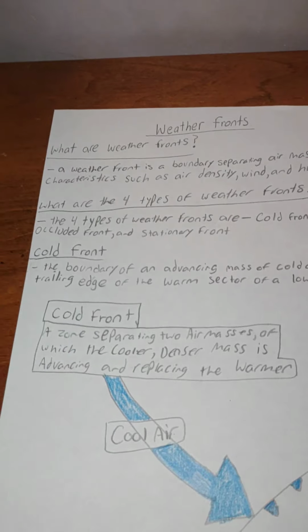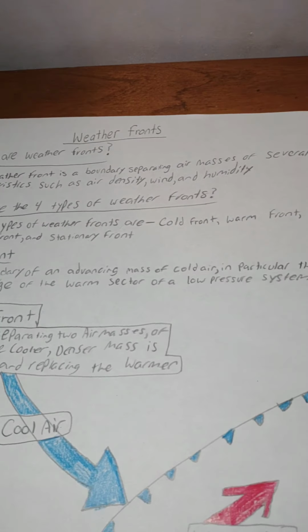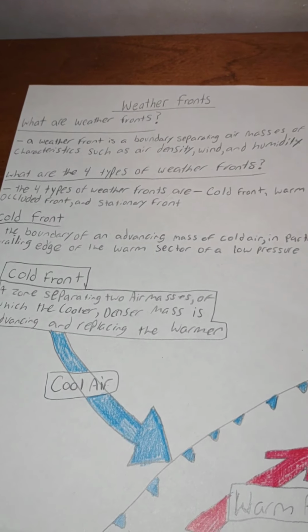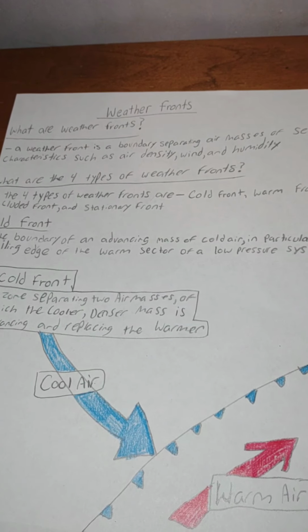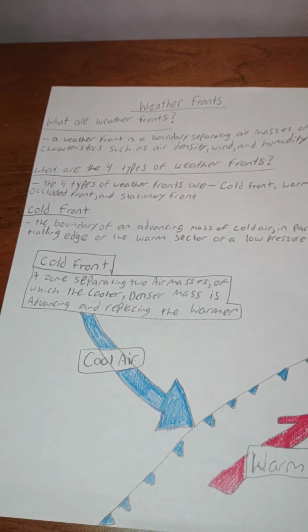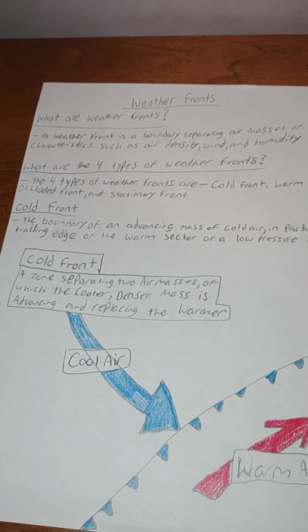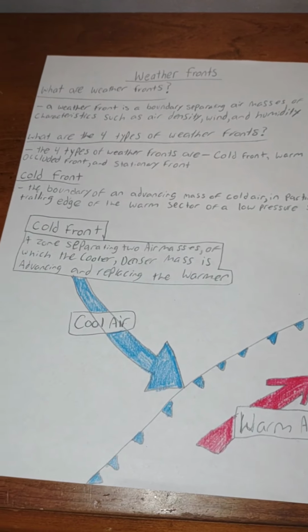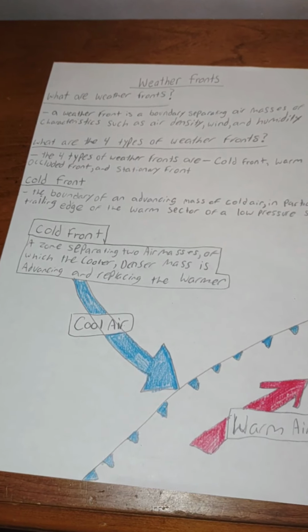What are weather fronts? A weather front is a boundary separating air masses of several characteristics, such as air density, wind, and humidity. What are the 4 types of weather fronts? The 4 types of weather fronts are cold front, warm front, occluded front, and stationary front.